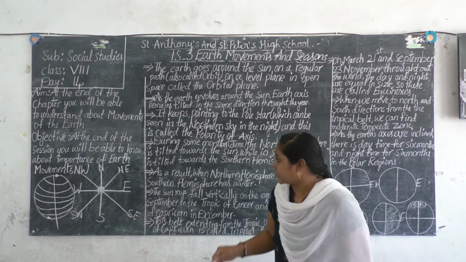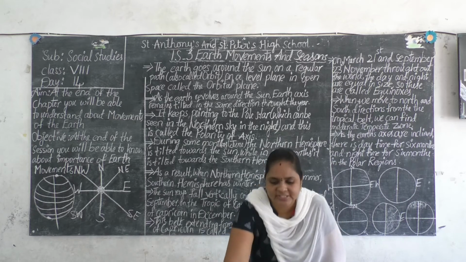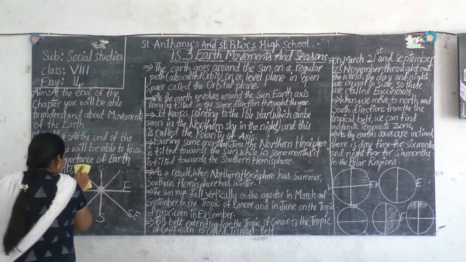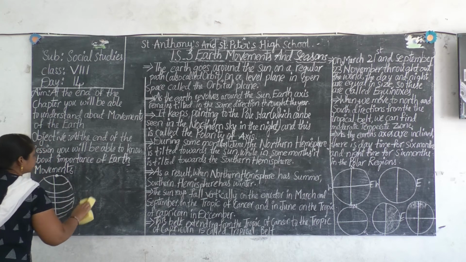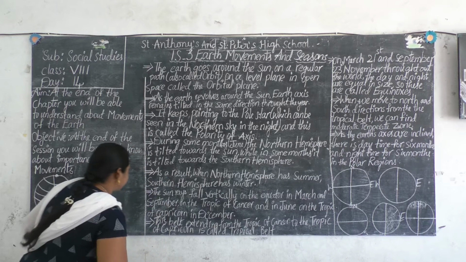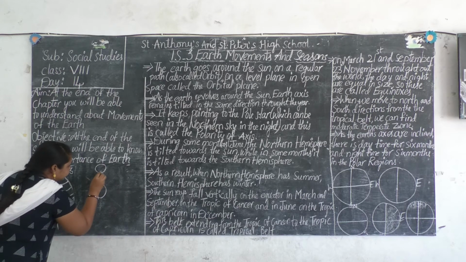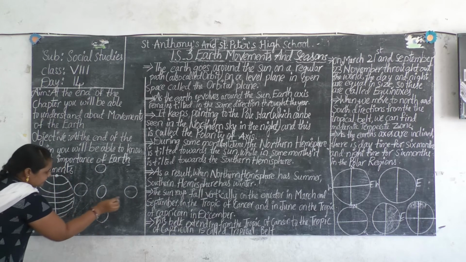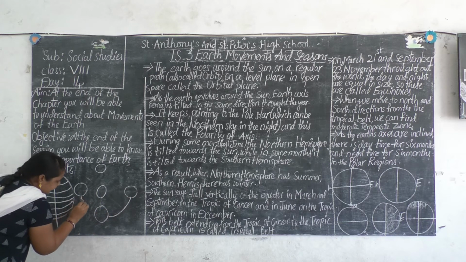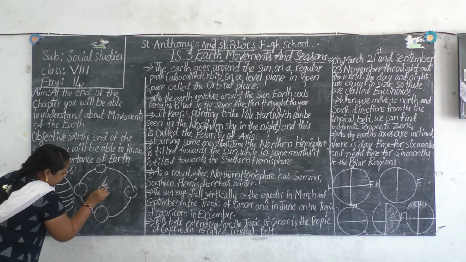Suppose, children, when the earth is rotating around the sun, when it is taking the revolution, this is the sun. Here, there is only one earth, but I just want to show how it is taking the revolution around the sun.